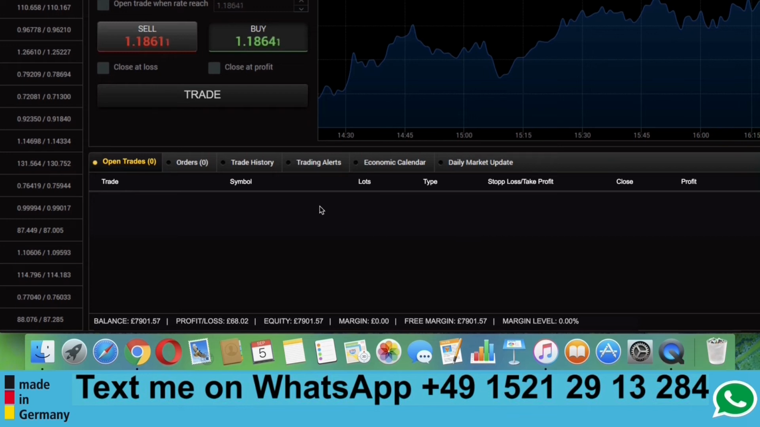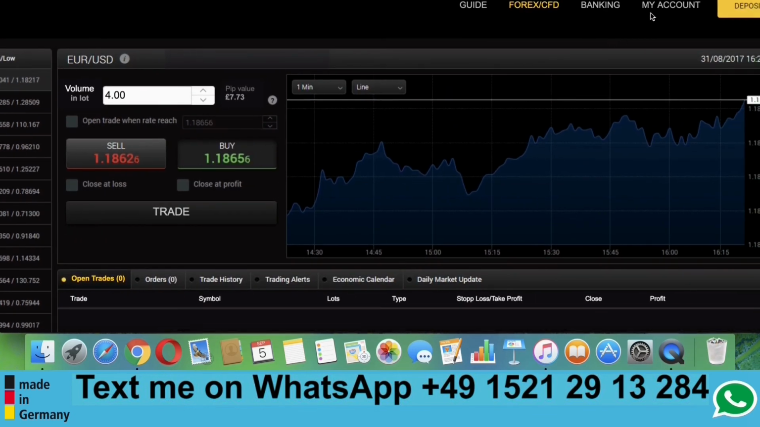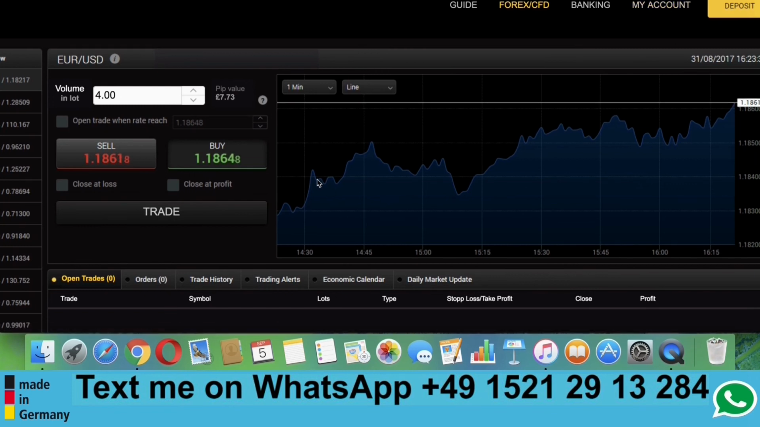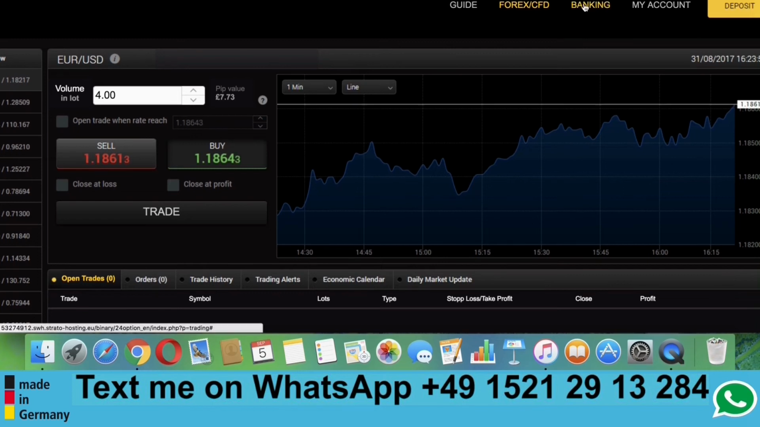Okay, so I'm going to show you now how I can withdraw the money. I have to go to my bank account. By the way, you can see here from the chart very well why I made so much money, because this is an upward trend, and obviously the trade went up in the last few seconds or minutes.